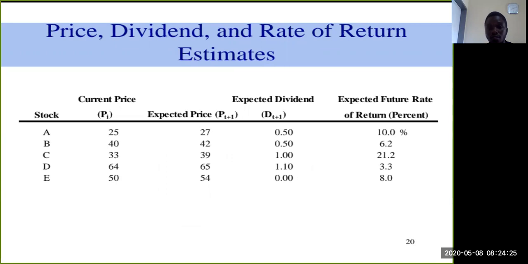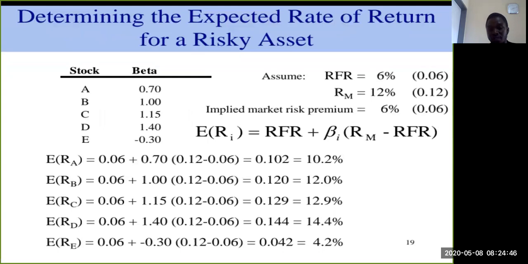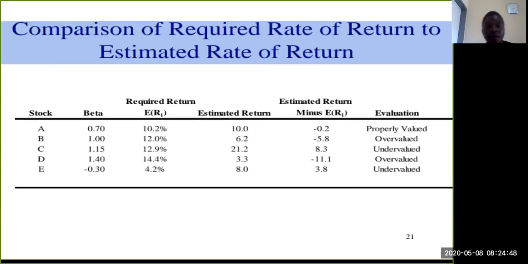So this was price, dividend, and the rate of return estimate. These were estimated and were given as follows. These were the market prices, dividends, and the rates of return that were given on the market price. And these ones, we have to compare with what we've calculated. For stocks A, B, C, D, and E, we calculated these as our required returns, and the estimated returns were this one.